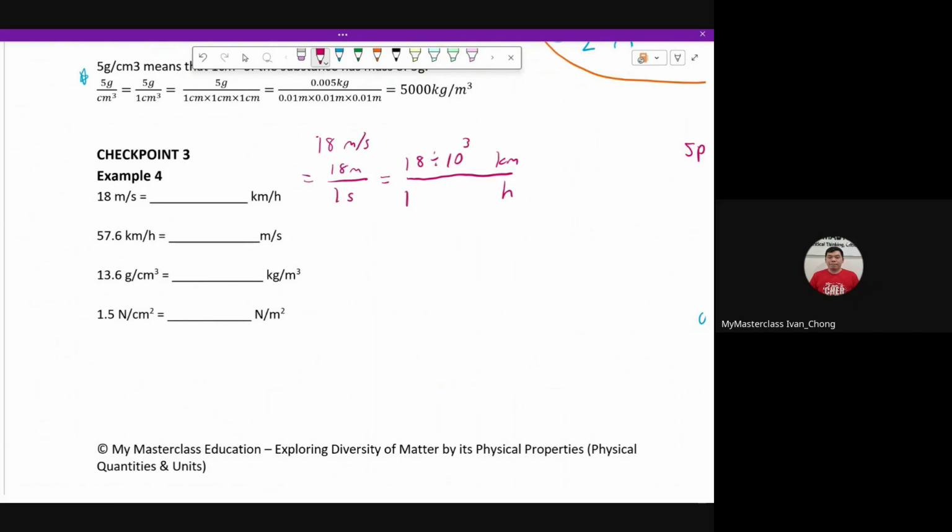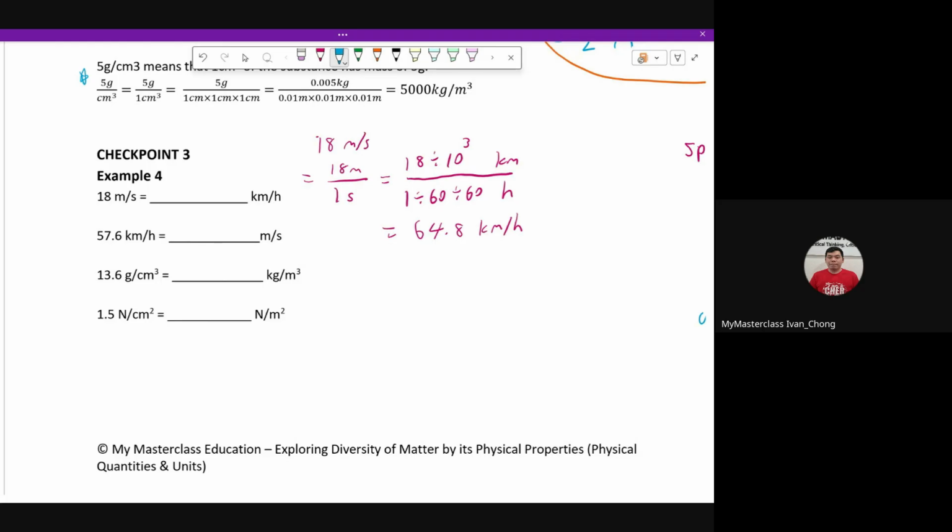Seconds to hours. 1 second to hours, we'll actually do the opposite of what we did just now. So we actually divide by 60 two times. So you press this in your calculator itself: 18 divided by 10 to the power 3, divided by 60, divided by 60. You end up with 64.8 kilometers per hour. Okay, so this is for your first one.